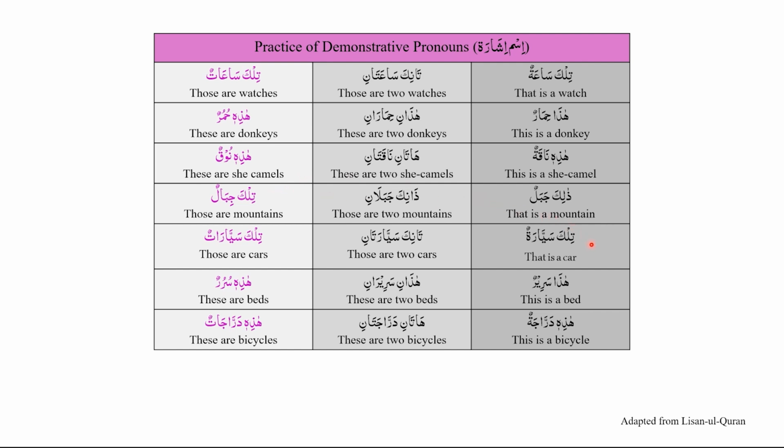Tilka sayyaratun, that is a car. Tanika sayyaratani, those are two cars. Tilka sayyaratun, those are cars. Haza sarirun, this is a bed. Hazani sarirani, these are two beds. Hazihi sururun, these are beds. Hazihi darrajatun, this is a bicycle. Hatani darrajatani, these are two bicycles. Hazihi darrajatun, these are bicycles.